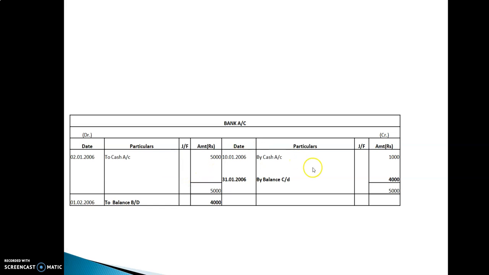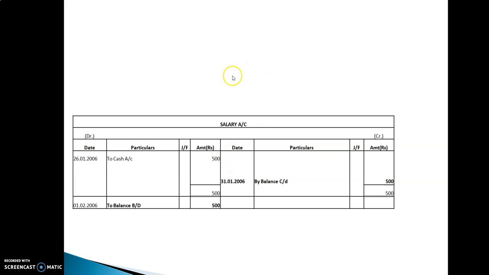Now same way, we will total both the sides. This was 5000 and this one is 1000. So the debit side has a higher total. So we will write this total on both the sides. 5000, 5000. Now this side is correct. This side we have to balance. So we'll write the last date of the month, by balance c/d. And it will be the 5000 minus the total of the credit side, that is 1000. So the balancing figure will be 4000. So the closing balance of January will be the opening balance of February, that is 1st February 2006. To balance b/d, 4000.